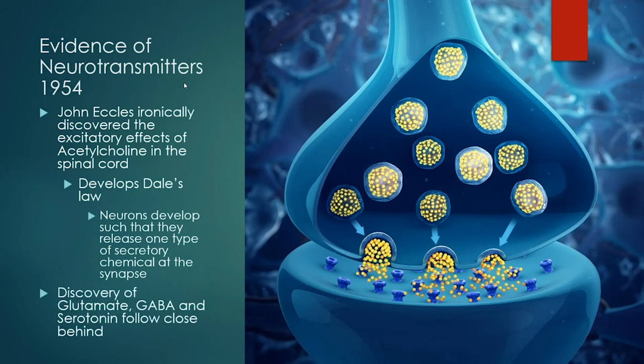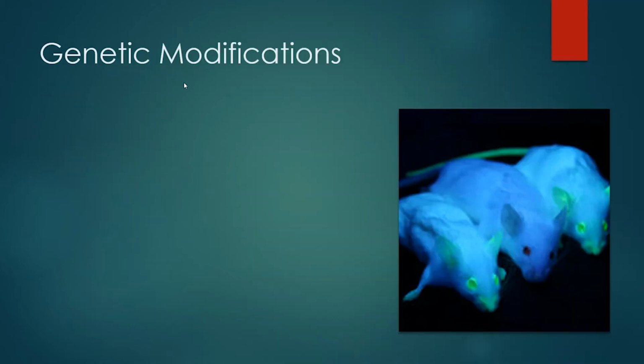But the discovery of glutamate, which is the most prevalent excitatory neurotransmitter in the body, and GABA, the most prominent inhibitory neurotransmitter, came really close, and serotonin was in there too. They started to kind of bathe these neurons in these different kinds of chemicals and started to see how the neurons then started to fire.